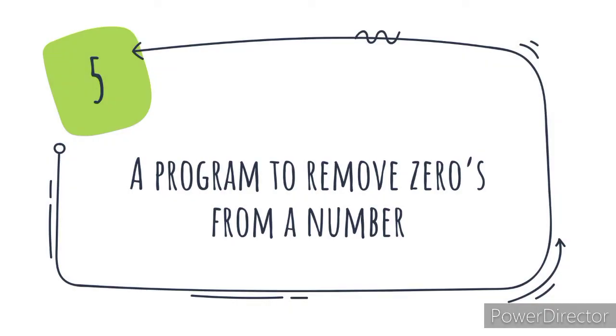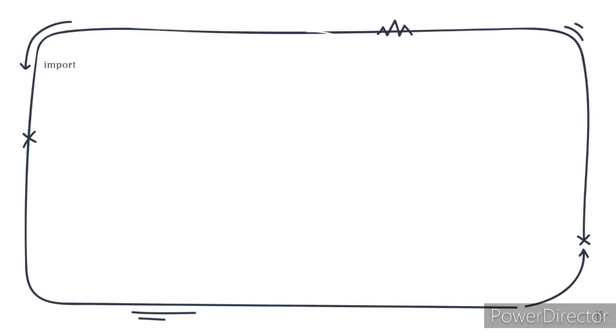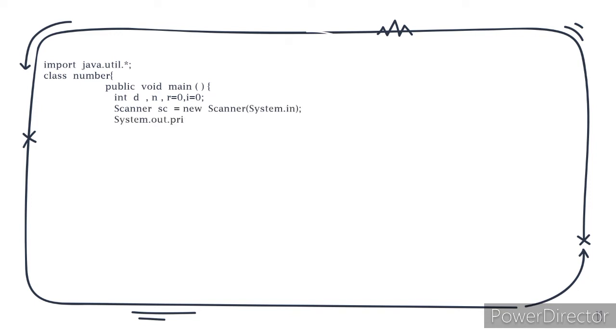This is a program that removes zeros from a number. So let us see the code. I have named the class as number, public void main. I have taken d, n, r as 0 and i as 0. r will be storing the result. Here r represents the result, which will be the number where the zeros have been removed.